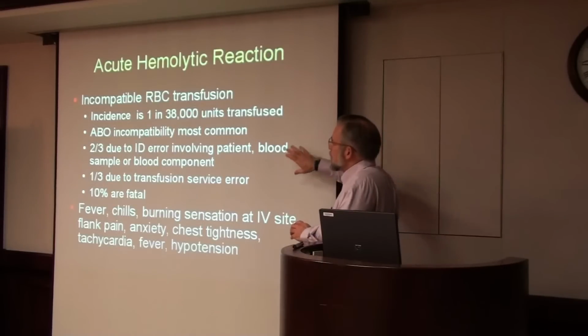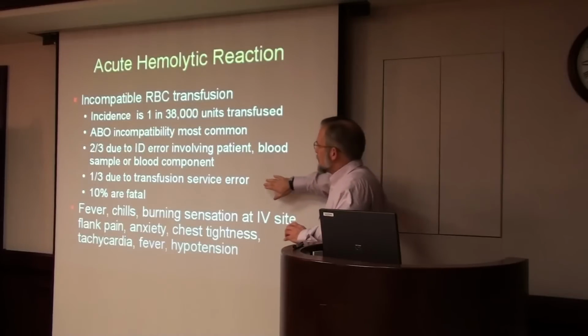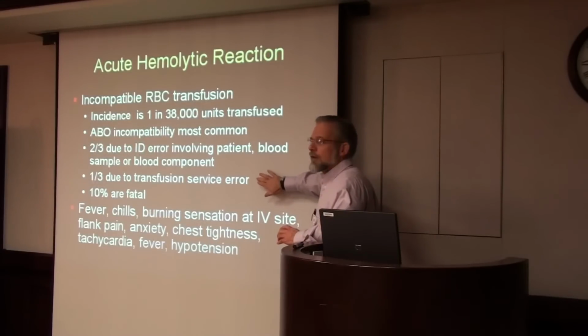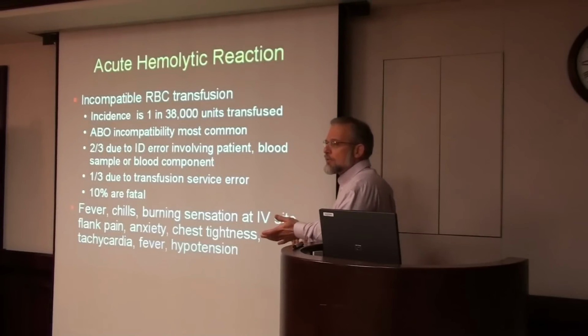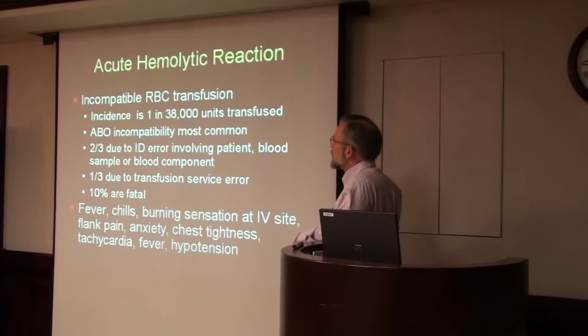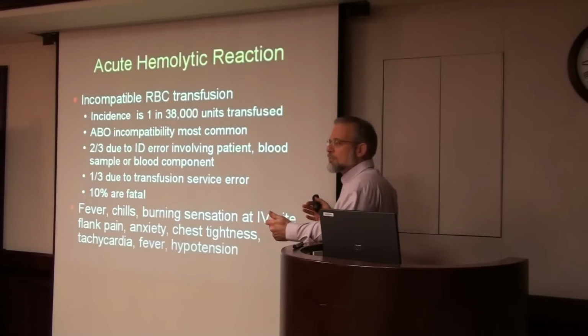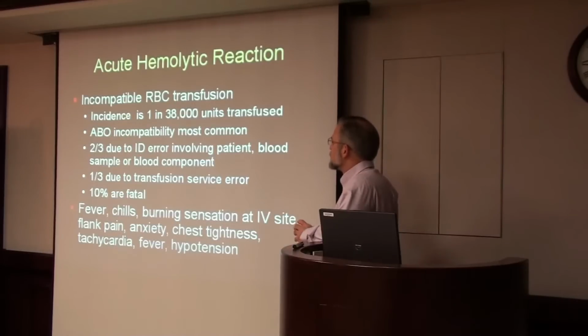Two-thirds of the errors on a nationwide basis are due to identification errors, either involving the patient, the blood sample, or the blood component being mislabeled. And one-third of them are due to errors in the transfusion service as far as mistyping the unit or issuing it to the wrong patient. 10% of these reactions are fatal. I'm always surprised that it's not a higher rate than that. I think in this case, the patient got 16 other units of blood, and so probably he was bleeding so briskly these incompatible units were bled out, and he was being replaced with compatible blood.